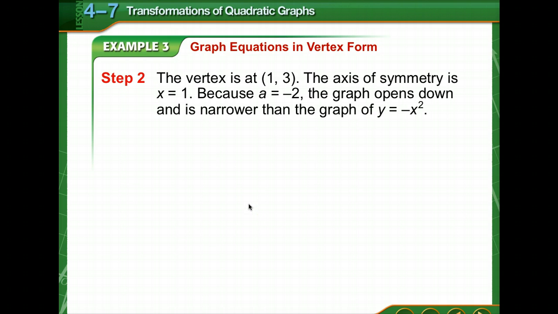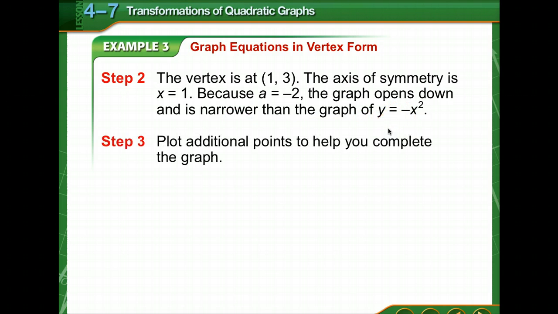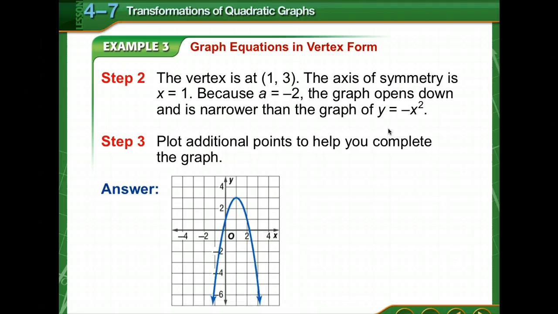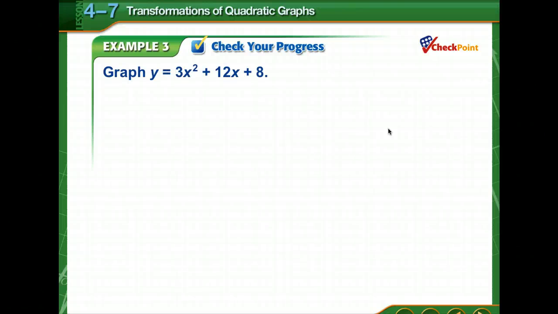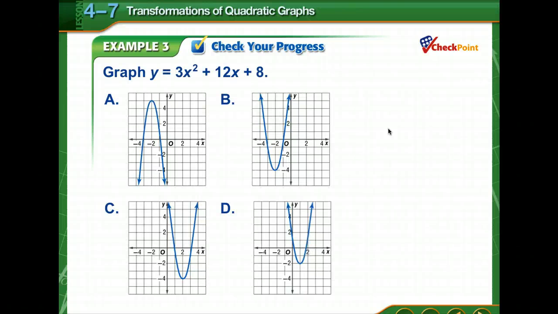So the vertex is at (1, 3), the axis of symmetry is x equals 1, and because a is equal to -2, we know the graph opens down and is narrower than the graph y equals -x squared. So we plot additional points to help us complete the graph. So following the same steps, I want you to check your progress and graph this equation. Which one matches?